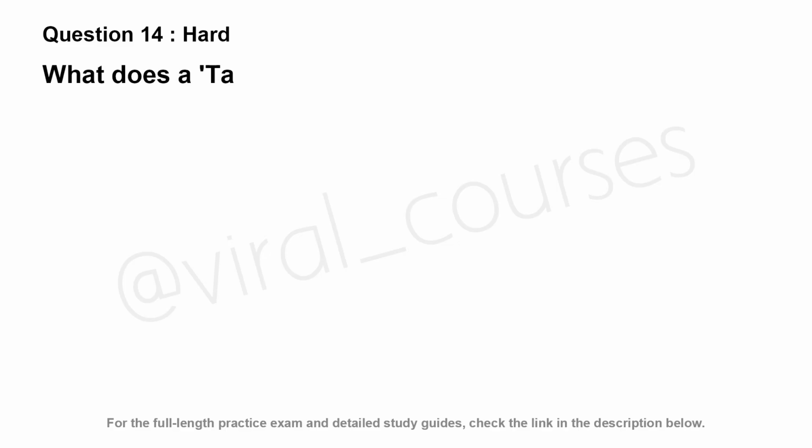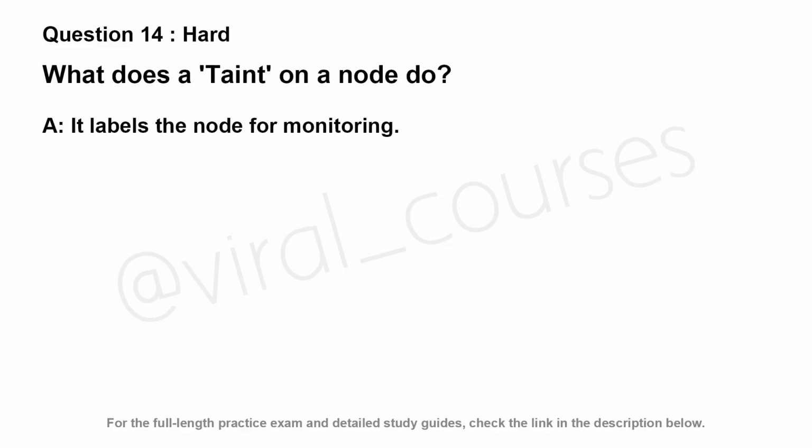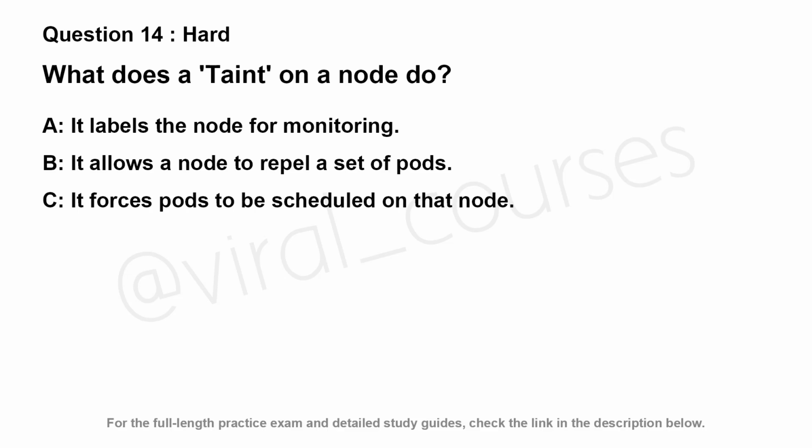What does a taint on a node do? Option A. It labels the node for monitoring. Option B. It allows a node to repel a set of pods. Option C. It forces pods to be scheduled on that node. Option D. It increases the priority of the node.